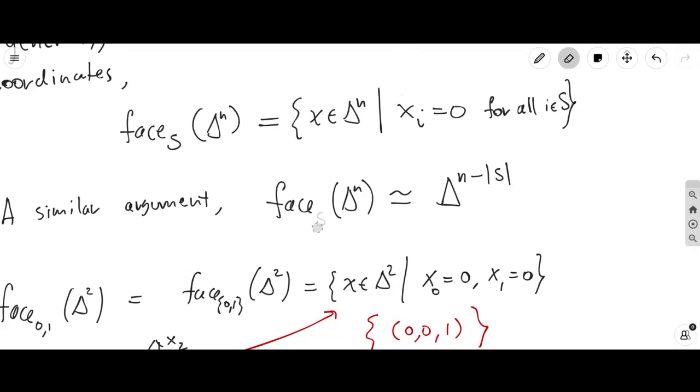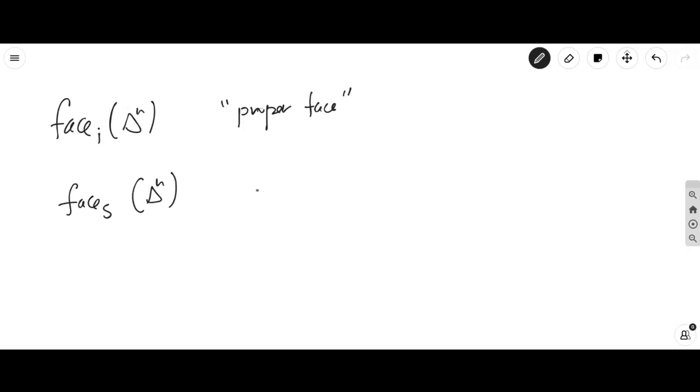So that's what we call a face in general. So if we're choosing the ith face of delta n, that's what we call a proper face. That's typically what you think of as a face. But something like this is just a face, you can say, in general. That includes smaller dimensional faces as well. This, of course, also includes when S is the empty set. I guess you can call that the improper face. But so that's the definition of a face.